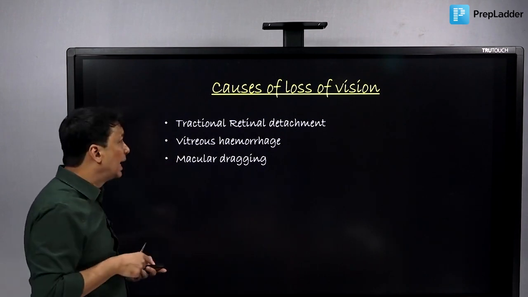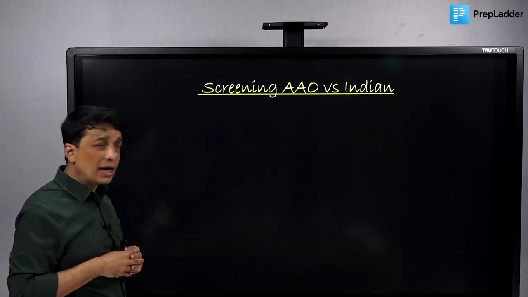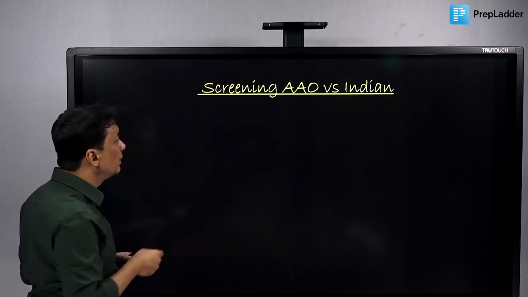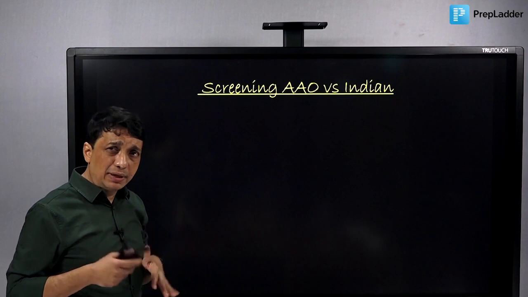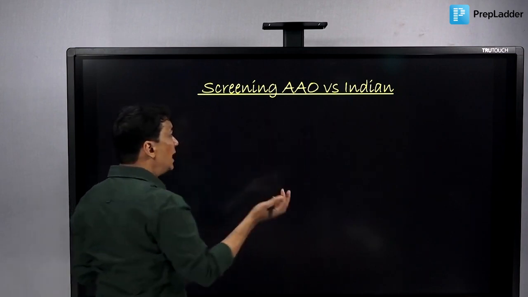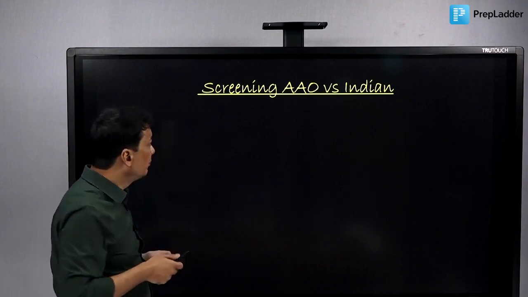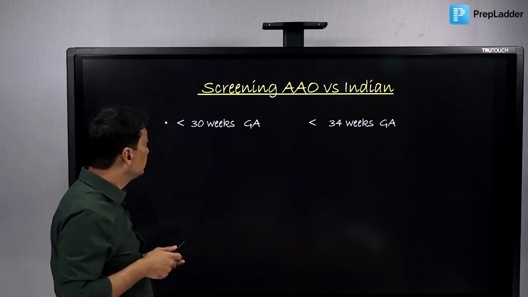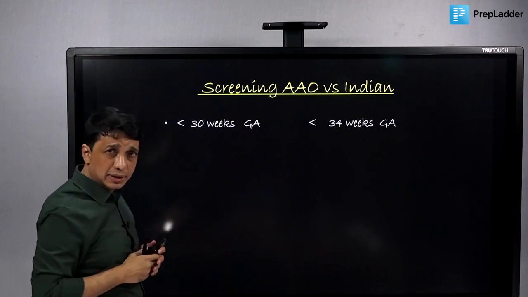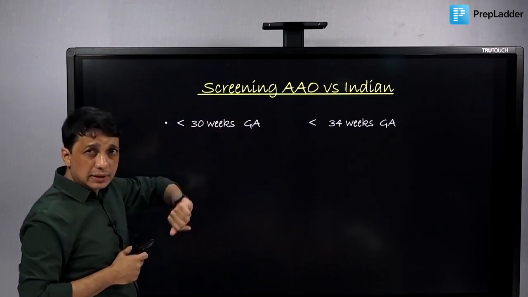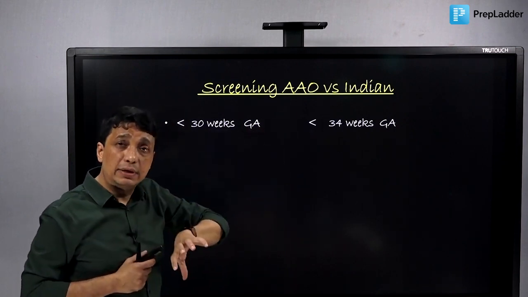Now, we've understood it, and now we would like to see how to screen the child, and when to screen the child. Here there is a dichotomy, because one is given by the American Academy of Ophthalmology combined with the American Academy of Pediatrics, and one is the Indian guidelines. There's a slight difference because, as you know, the health of the Indian kids is not as robust as that of the Americans. So let's look at the differences. You should know both. American Academy recommends that children born less than 30 weeks of gestational age should all be screened. But in India, we recommend that children born less than 34 weeks should all be screened.